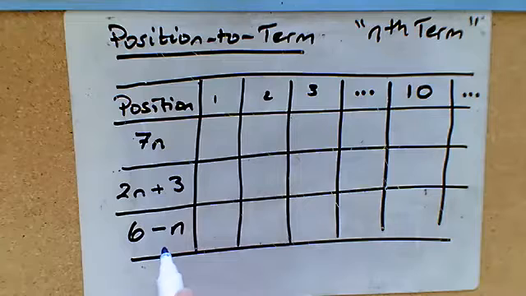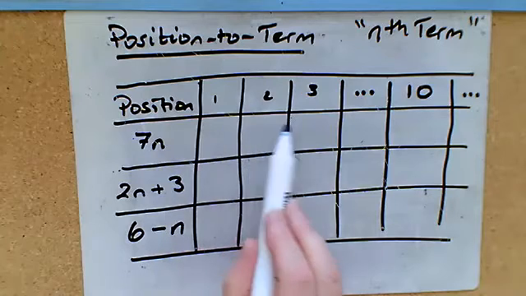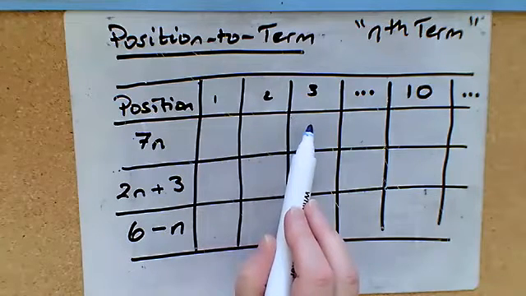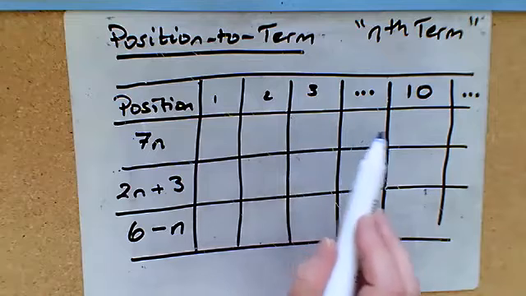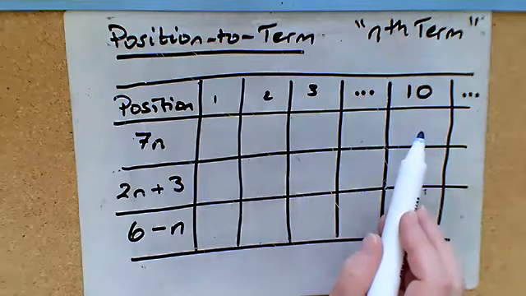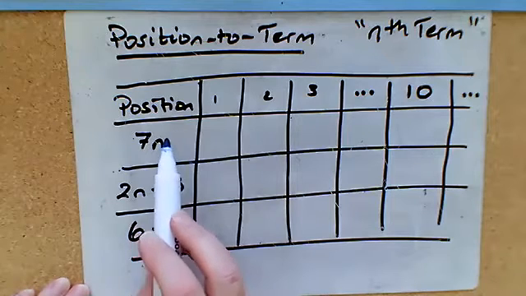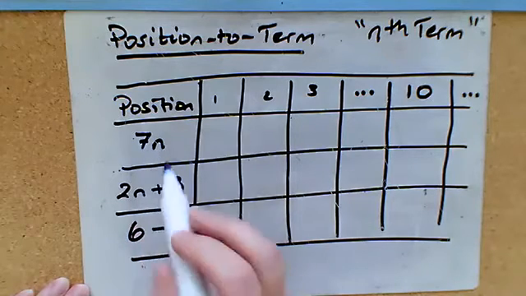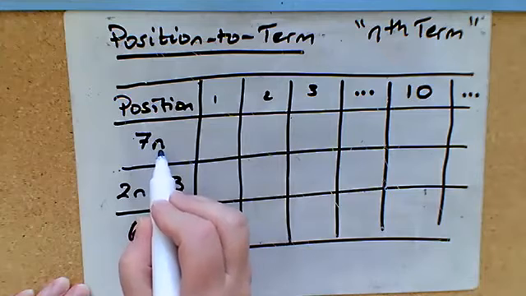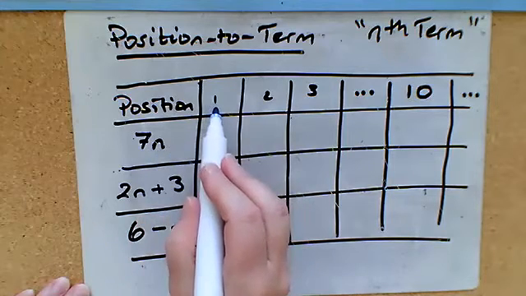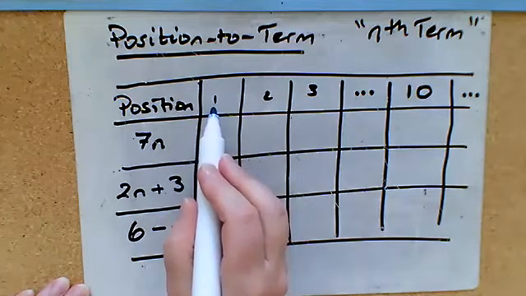So I've got three examples here. I'm going to find the first three terms of each sequence, then I'm going to skip, and then I'm going to find the 10th term in that sequence. So the key thing to remember here, the key skill is substitution. Wherever you see an n, instead of the n, I'm going to substitute in the position in the sequence that I want to find the value of.